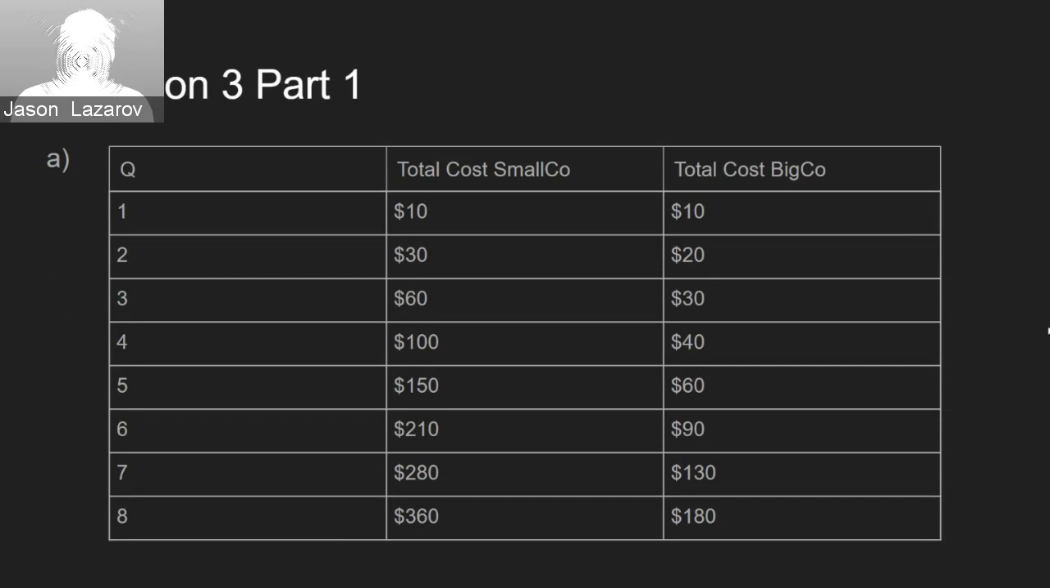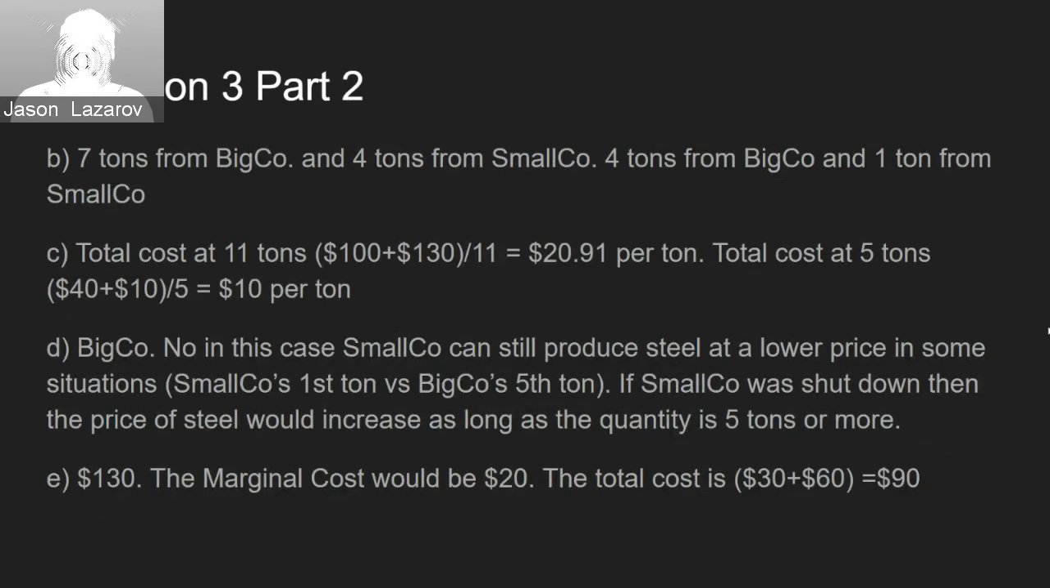For question 3, part A, we are asked to fill in the table of the total costs at each firm of producing each level of output between Small Co and Big Co, and this is given by the table here. For part B, it asks what's the cheapest way to make 11 tons of steel, and that would be 7 tons from Big Co and 4 tons from Small Co. And for 5 tons, that would be 4 tons from Big Co and 1 ton from Small Co.